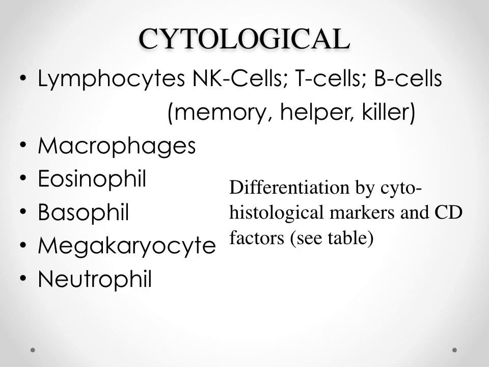We have macrophages, we have eosinophils, we have basophils, we have megakaryocytes, thrombocytes, and we have neutrophils. Each one of these types of cells will be differentiated based off of what we refer to as the CD factoring. And just as with some of the secretions, I've given you a table of the various CD factors, and we'll take a look at 2 specific CD factors in a couple seconds here.